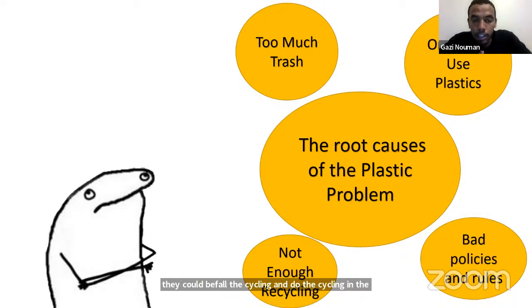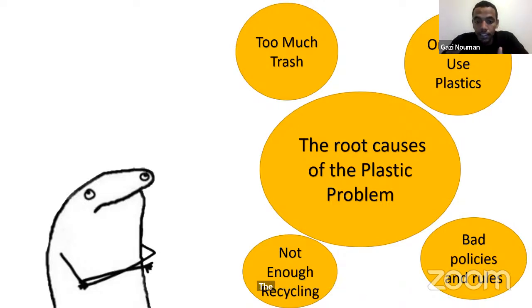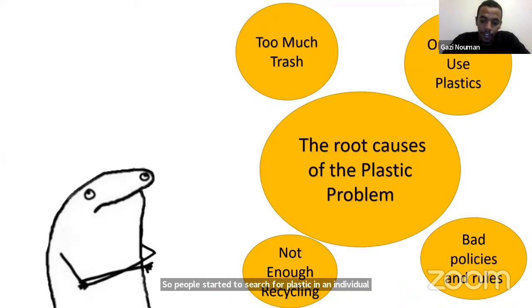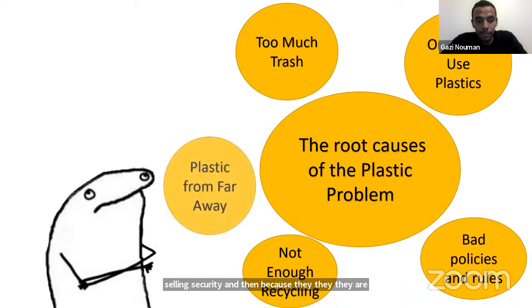Yeah, bad politics and laws. This is something we saw in the Red Sea, right? The government prevented people from using plastic, but they did not provide an alternative. So people started to look for plastic in an illegal way. They found people who sell it secretly, and then because they are afraid of getting caught, they dispose of it inside the sea.